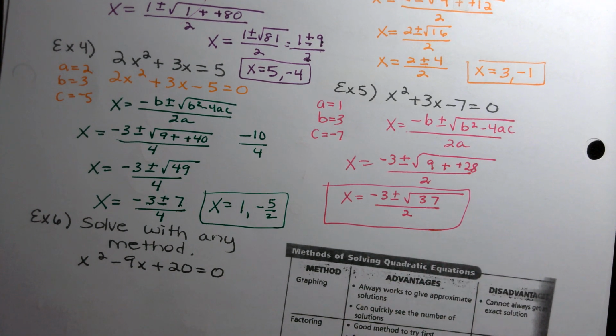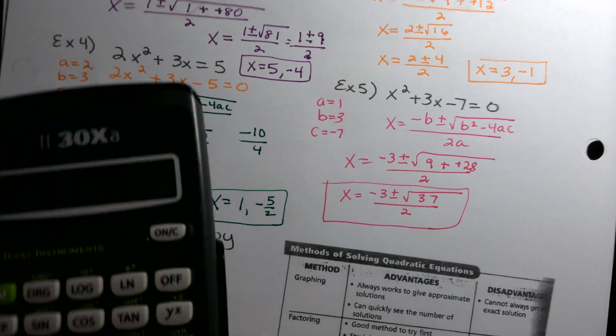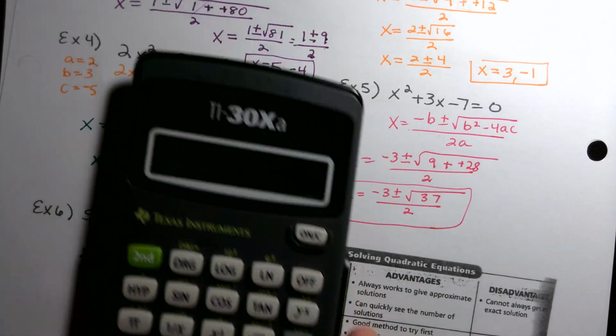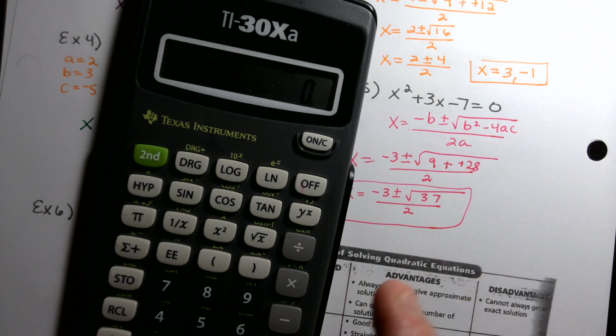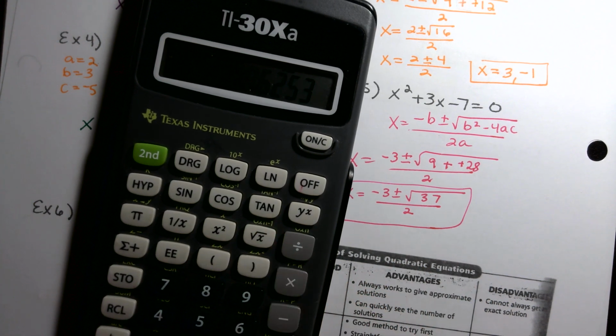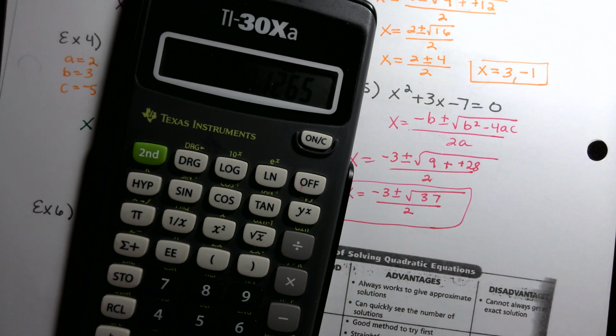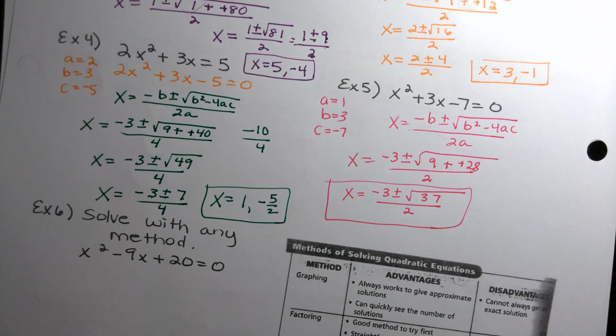Negative 3 plus or minus the square root of 37, over 2. In order to get an approximated answer, you'd have to literally take the square root of 37 plus the negative 3, equals, divided by 2, 1.54. That's one of them. And then we'd have to do the other.